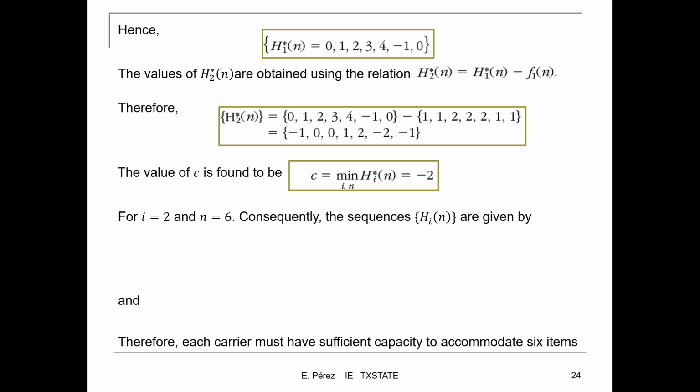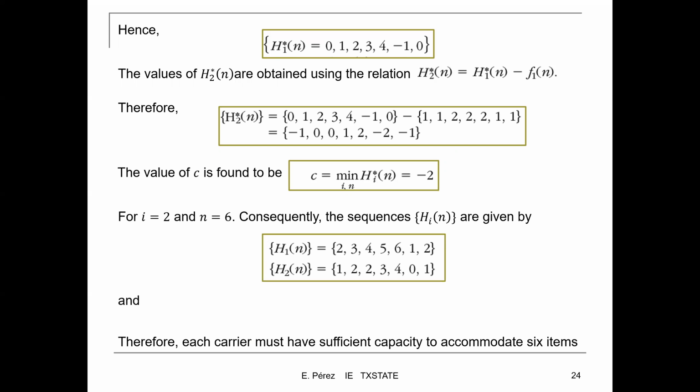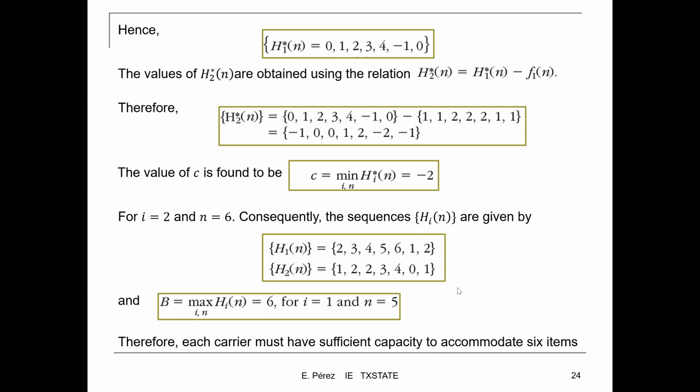Consequently, the sequences HI of N are given by H1 of N equals 2, 3, 4, 5, 6, 1, and 2. H2 of N equals 1, 2, 2, 3, 4, 0, and 1. And B, which is the capacity of the carrier, is going to be equal to the maximum of those two sets. And the maximum is equal to 6 for I equals 1 and N equals 5. Therefore, each carrier must have sufficient capacity to accommodate 6 items.